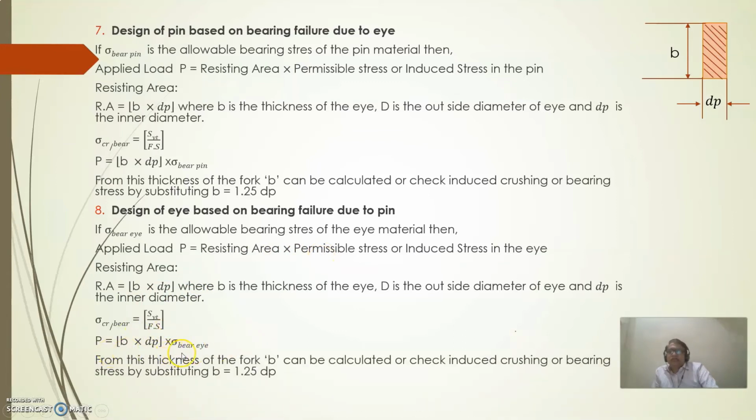So what you will get here is the bearing pressure of the eye. Taking that value, or else you take 1.25 and dP, this should come less than the bearing failure of the eye. In that case only can you say it is a safe design, otherwise you may get a failure chance in the eye, right? So that should not happen. If it fails in the pin, okay, no problem, because that's why we are taking the strength equation. The bearing strength should be higher for the eye and fork, right?